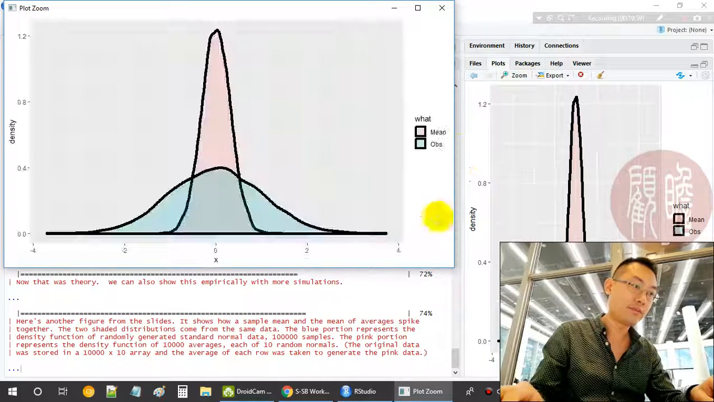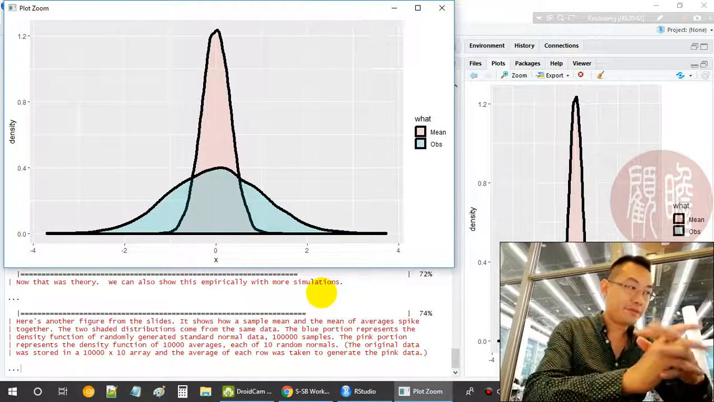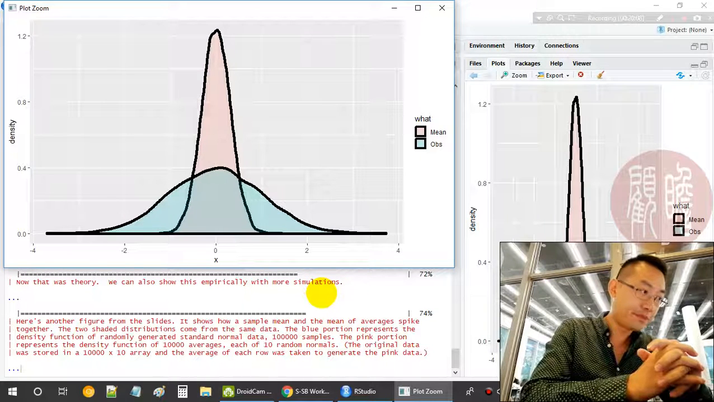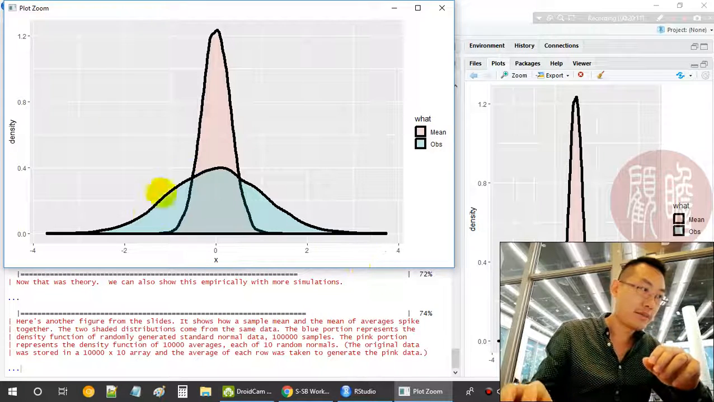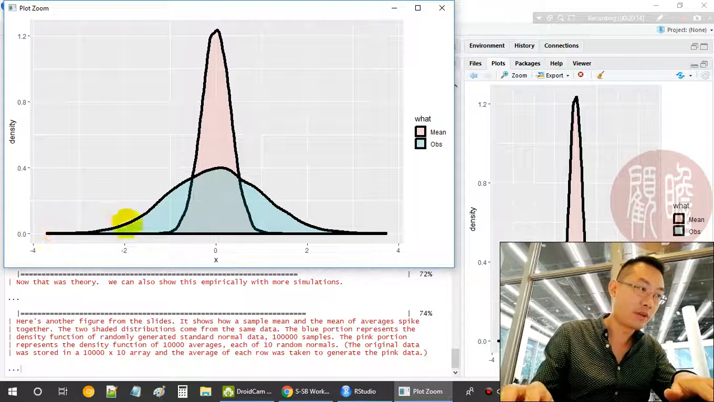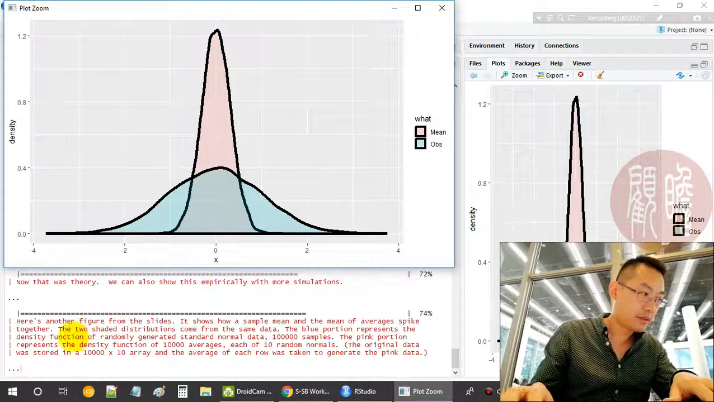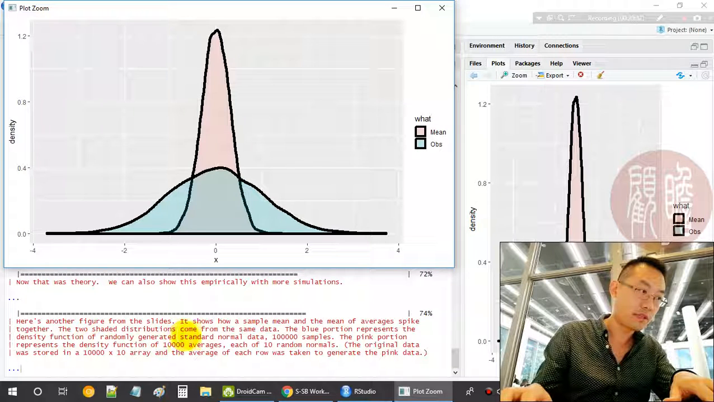Here's another view. The sample mean and the mean of the average peak together. This is the population mean. These are the observations, the sample means. So they peak at the same place. The two shaded distributions come from the same data. The blue portion represents the density function of randomly generated standard normal data. The pink portion represents the density function of 1000 averages, each of 10 random normals.